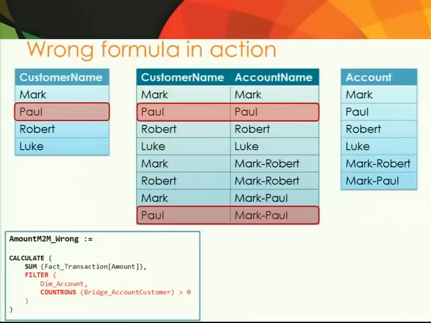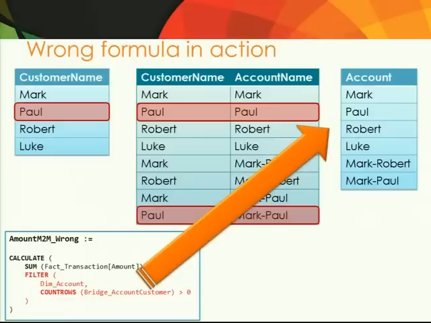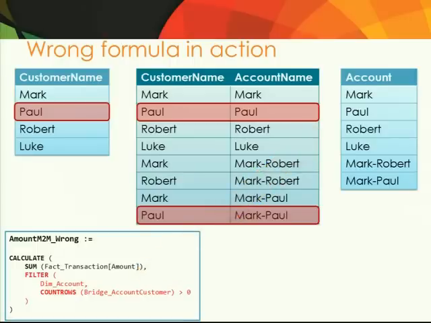It's amount M2M wrong. We do not have calculate, we just have count rows of bridge account customers. Okay? What is this formula going to do? We have an iterator, filter, over dim account. And this iterator will iterate over all the rows in the account table. For each of these rows, it will compute the count rows of bridge account customer. So, let's make it work.